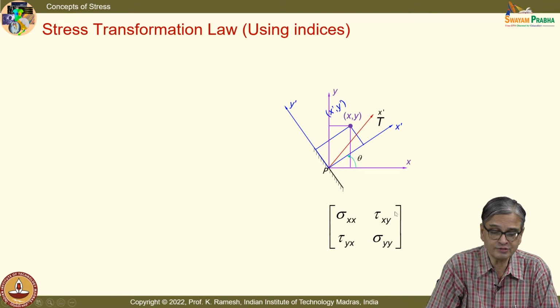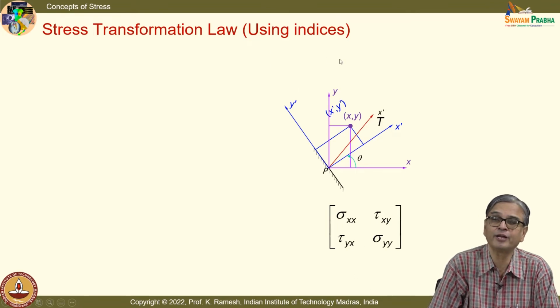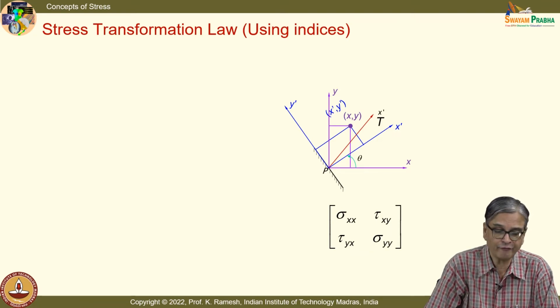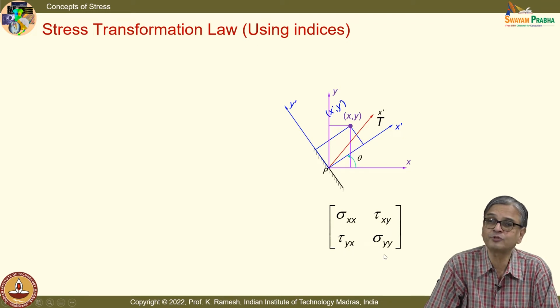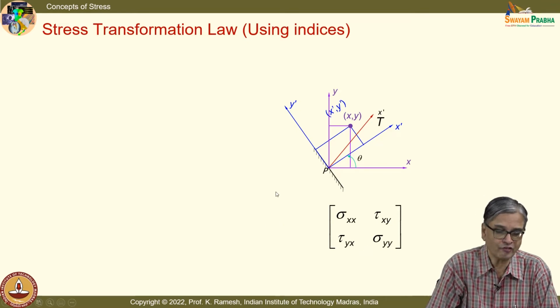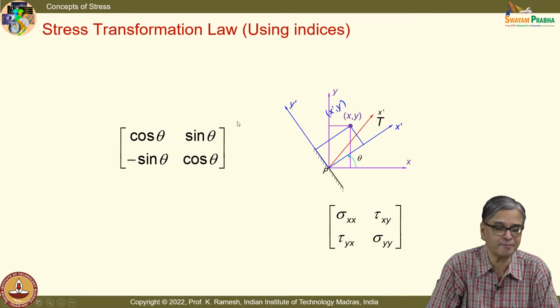I have not used the equality of cross shears. I have said this is tau xy and this is tau yx. So, when I use indices to calculate sigma x prime, I will have 4 terms in the expression, and all these 4 terms should appear without using the advantage of equality of cross shears. And what is important here is, I should write the stress transformation, the vector transformation matrix properly, the rotation matrix properly.